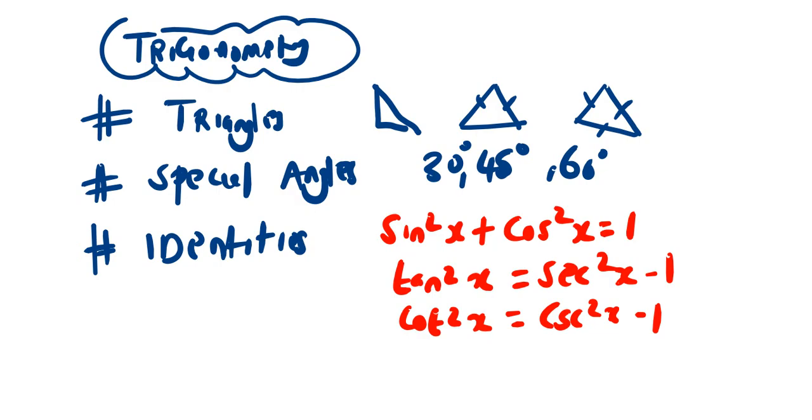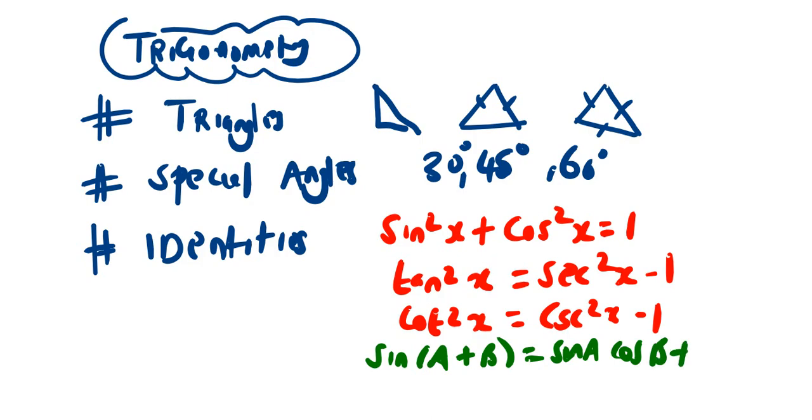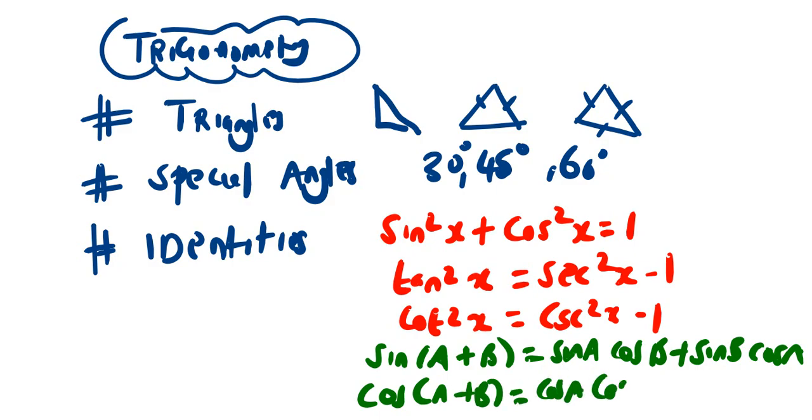And some of the things like compound angles, let's say a plus b. You know that sine of a plus b is sine a cos b, plus sine b cos a. And for cos, if you have cos of a plus b, what are you going to have? You're going to have cos a cos b, then the sign changes, becomes minus, then sine a sine b. So those are some of the important things that you're supposed to understand on identities.